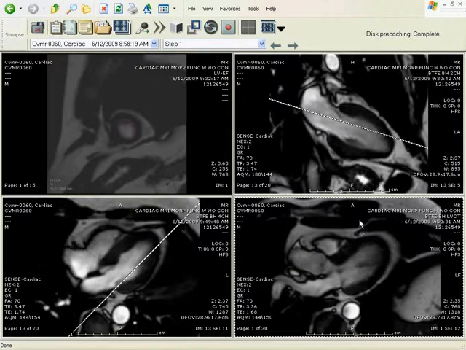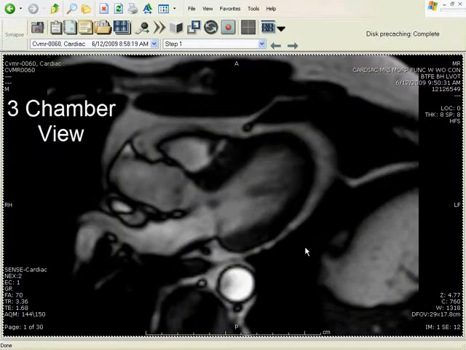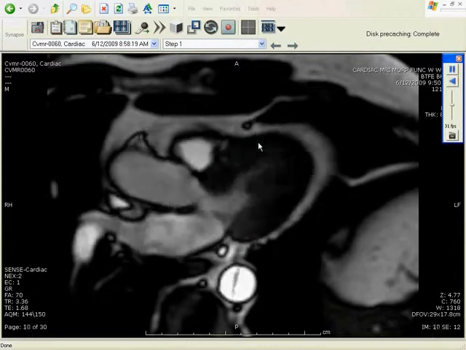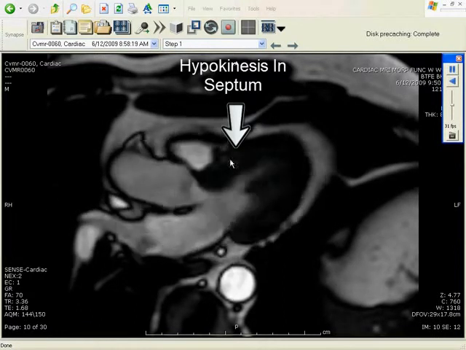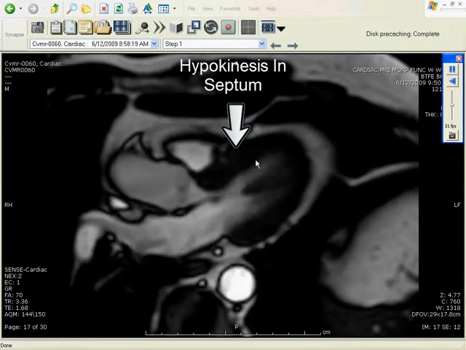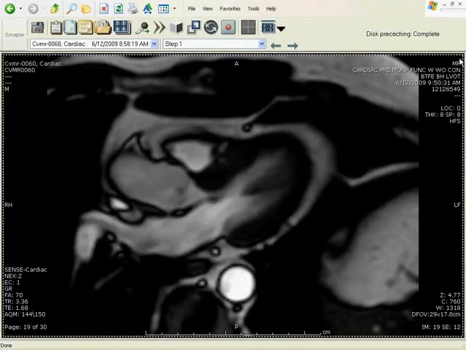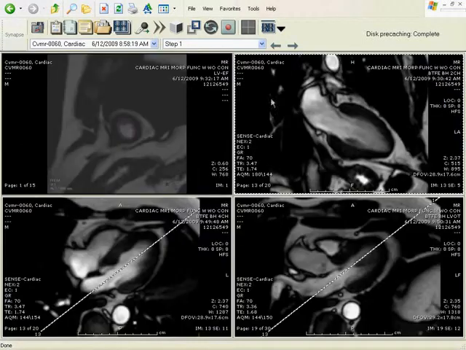Then the three-chamber view, we do see that again there is a hypokinesis in the septum. Otherwise, the other walls demonstrate preserved LV function. So this is the initial assessment.